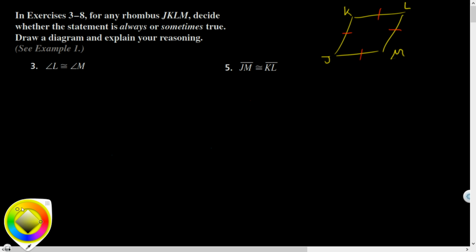Good question, though. Let's see, question 3. It says, determine whether the statement is always or sometimes true. Draw a diagram to explain your reasoning. Angle L congruent to angle M. How often are these going to be congruent? All the time? Some of the time? None of the time? What are you thinking?